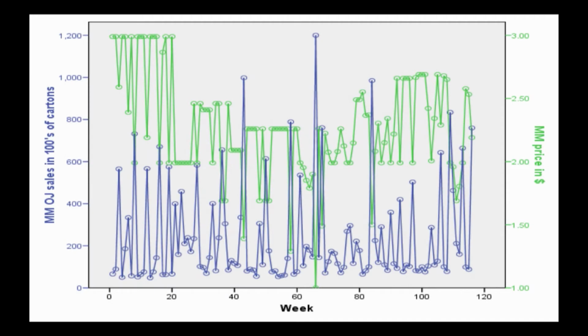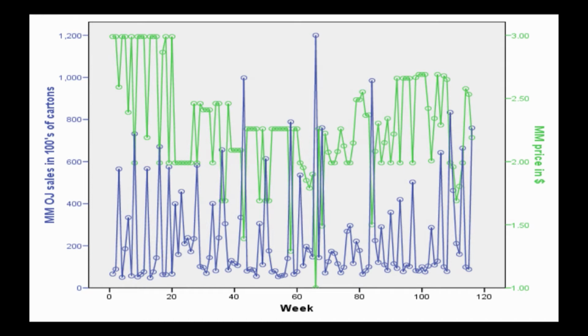So one of the things we could do is take a look at the relationship between something like price and sales. So here I'm going to put up a graph where we have the week on the x-axis, and on the left y-axis we have the number of sales of Minute Maid orange juice, and the right axis we have the price. So kind of eyeballing this, it's actually pretty difficult to understand if there's such a relationship.